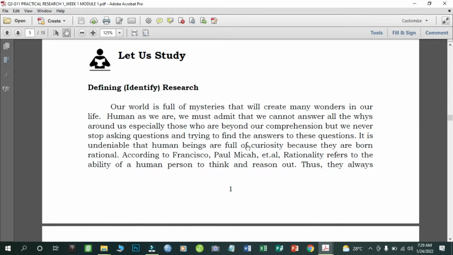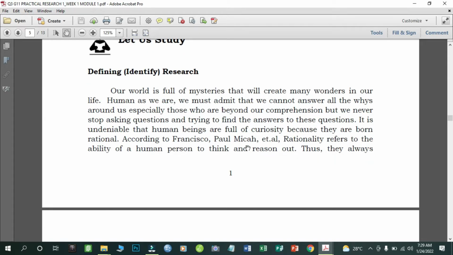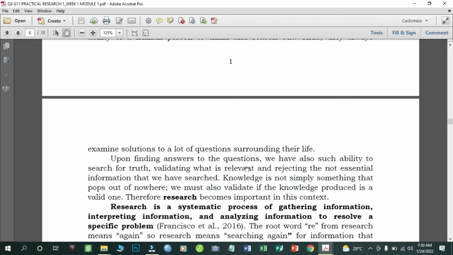Okay, let us now define what research is. Our world is full of mysteries that create many wonders in our life. Human as we are, we must admit that we cannot answer all the whys around us, especially those beyond our comprehension. But we never stop asking questions and trying to find answers to these questions. It is undeniable that human beings are full of curiosity because they are born rational. According to Francisco, Paul, Maica et al., rationality refers to the ability of a human person to think and reason out. Thus, they always examine solutions to a lot of questions surrounding their life.